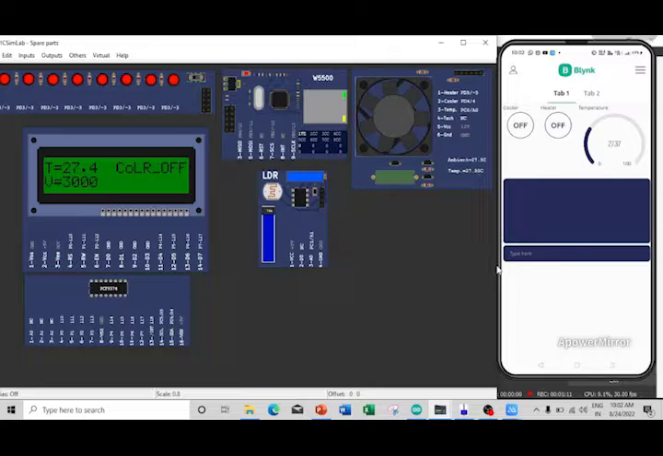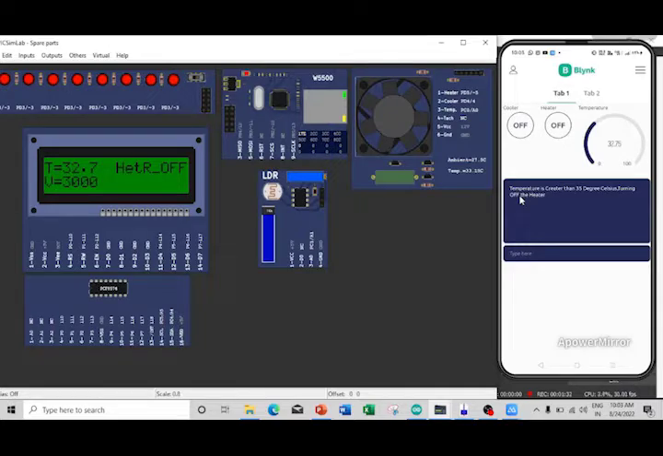Now if I turn on the heater, yeah, as we can see, the temperature is increasing slowly, and when temperature is greater than 35, it should turn off. Yeah, now we can see that the heater has turned off, and a notification has appeared here saying temperature is greater than 35 degrees Celsius, and heater is turning off.